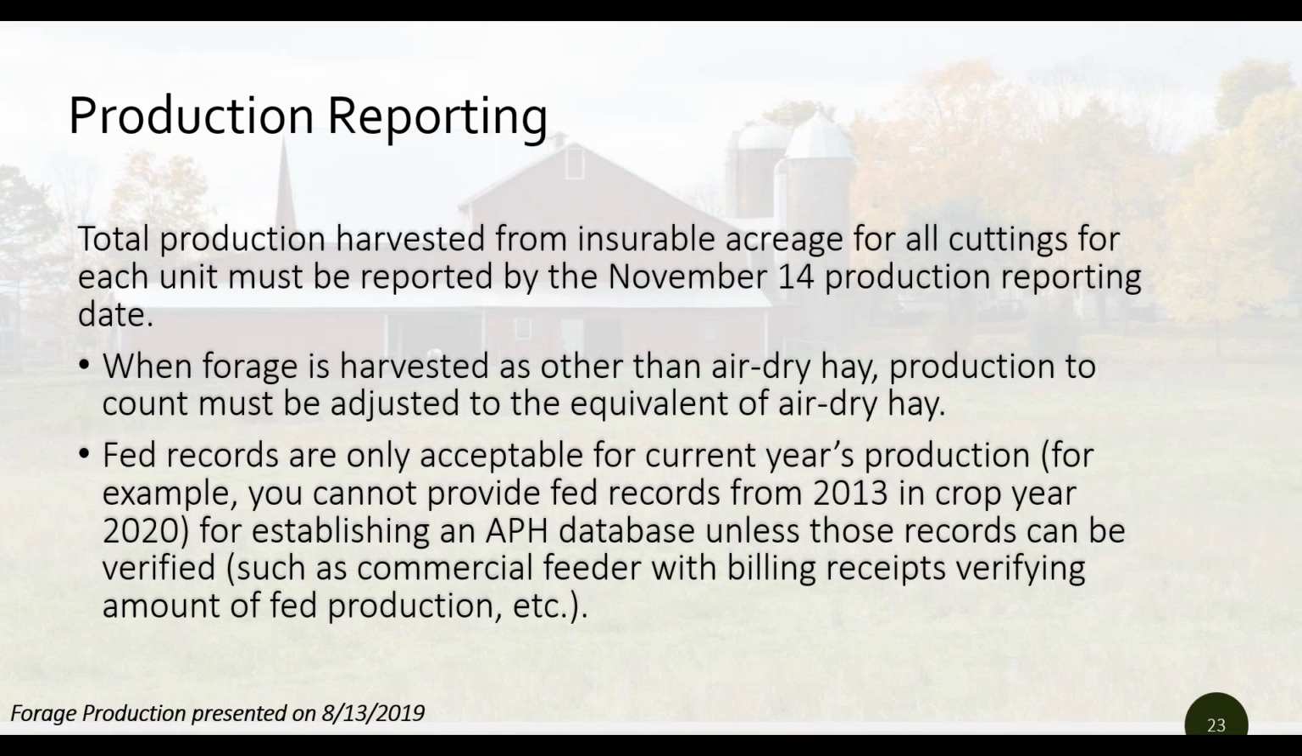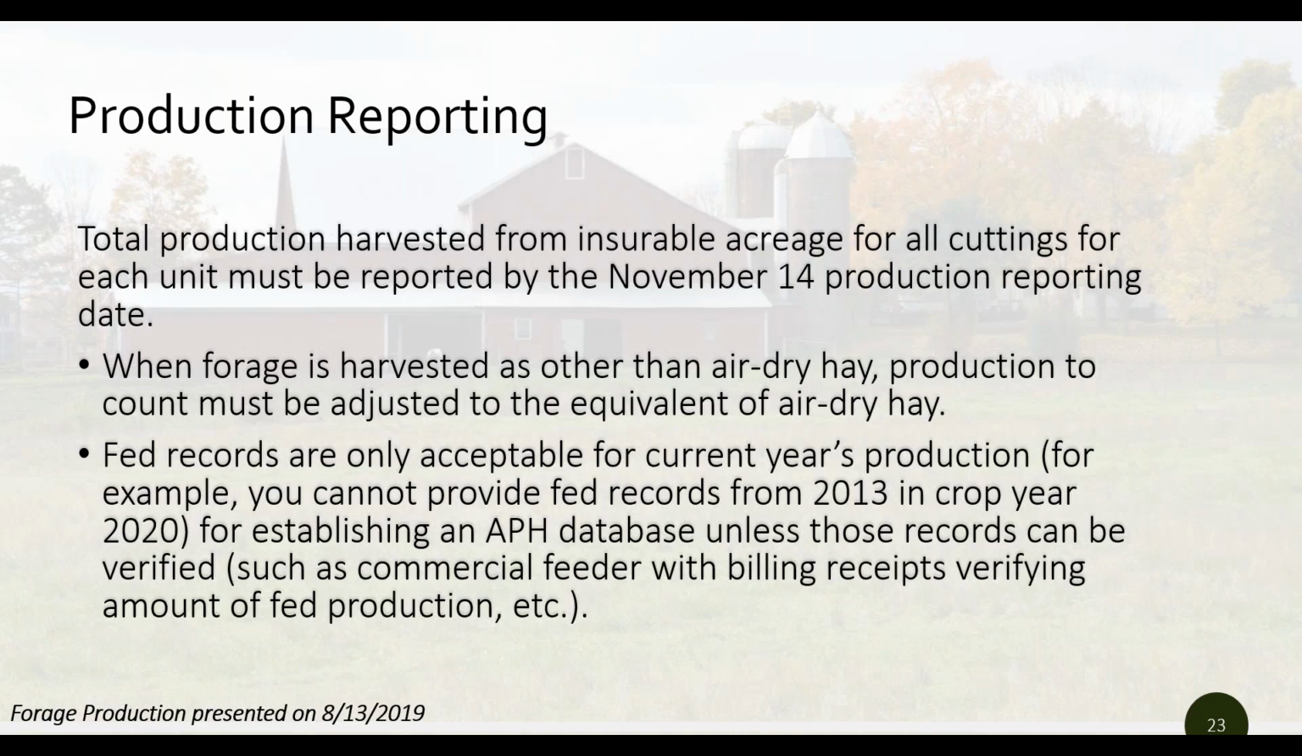So when the forage is harvested other than as air dry hay, so maybe haylage or something like that, the production must be adjusted to the equivalent of air dry hay. The Loss Adjustment Standards Handbook that is used by the companies contains some charts that will convert moisture into an air dry equivalent. Feed records are only acceptable for the current year's production.